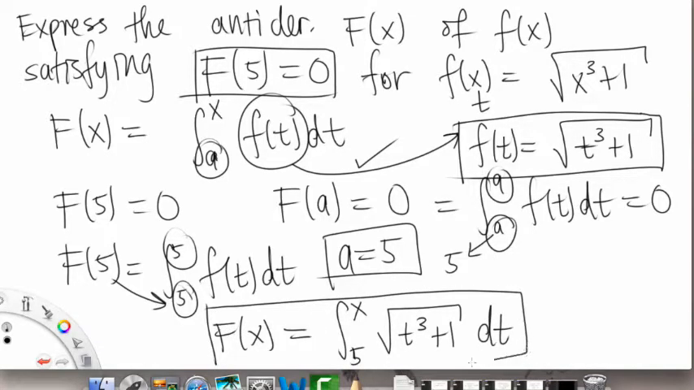All right, and you can always go back and check, given the initial condition there, plug in a 5, and then you're going to get that the top limit there is 5, and then we get that the area is 0. Okay, so let's do one more example.